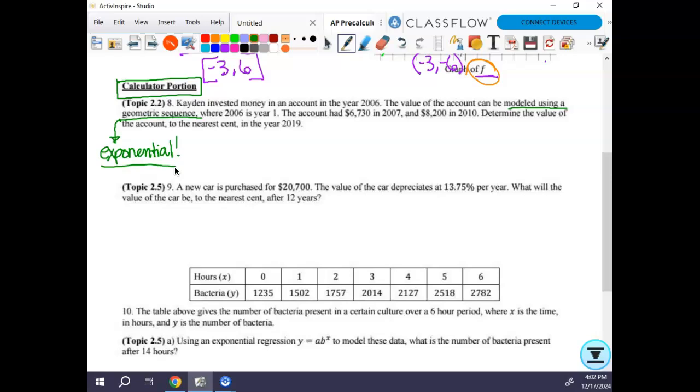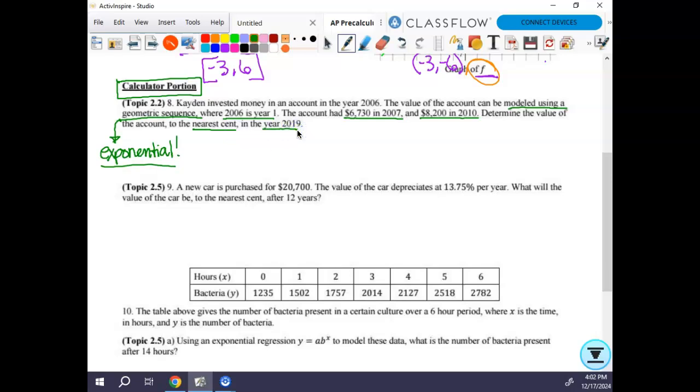Where 2006 is year 1. The account had $6,730 in 2007, $8,200 in 2010, determined the value to the nearest cent. See here, it's telling you how to round for money for the year 2019.